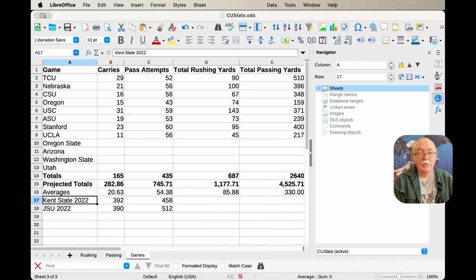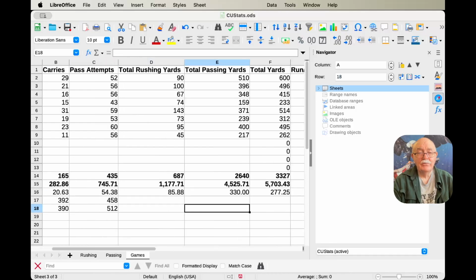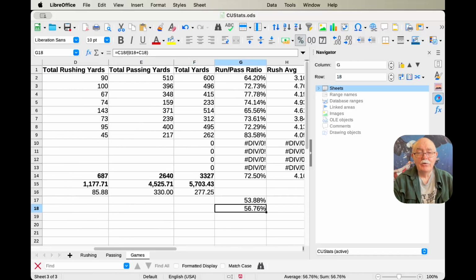This is Kent State in 2022. This is Jackson State in 2022. Jackson State in 2022 passed the ball 56.76% of the time. Again, I've removed the quarterback stats from the running stats. And Kent State passed the ball 53.88% of the time. So both Kent State and Jackson State had balanced offenses. Their offenses were rushing almost as much as they were passing. And so they were able to move the ball.